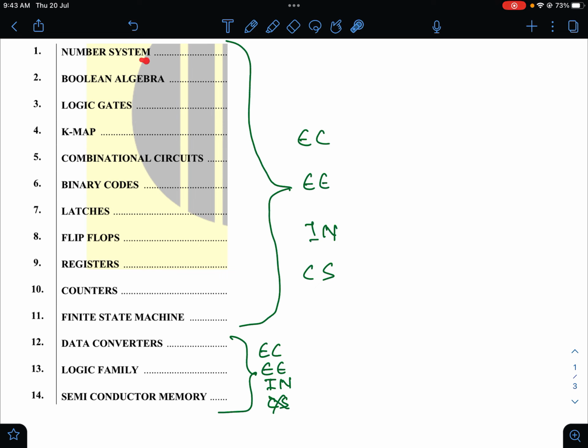The first one is number system. Second one is Boolean algebra. Third one is logic gates. Fourth one is K-map. Then combinational circuits, binary codes, latches, flip-flops, registers, counters, finite state machine, data converters, logic family, and semiconductor memory. Okay. So before I go into a bit more detailed discussion about all these chapters, let us have a study on the weightage in GATE exam.